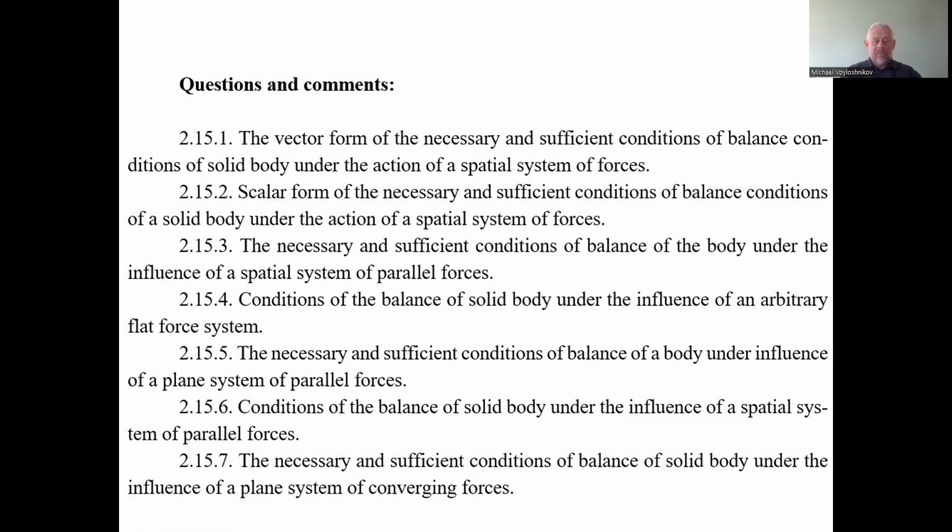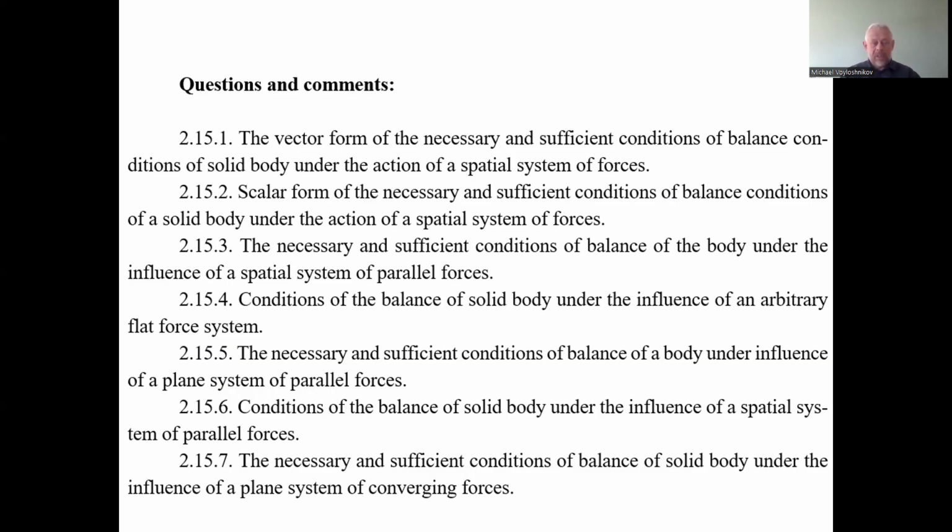Questions and comments. The vector form of the necessary and sufficient conditions of balance of a solid body under the action of a spatial system of forces. The vector form is that the vector of the resultant and the vector of the resulting moment have to be equal to 0.